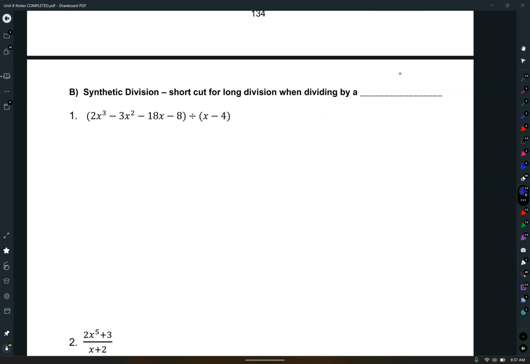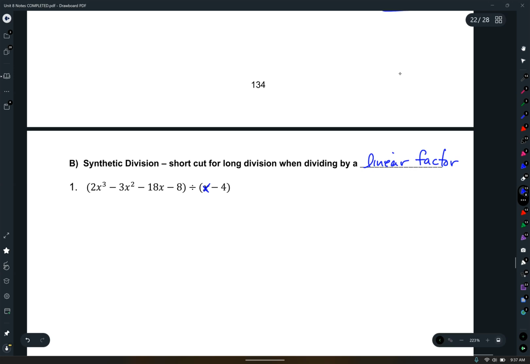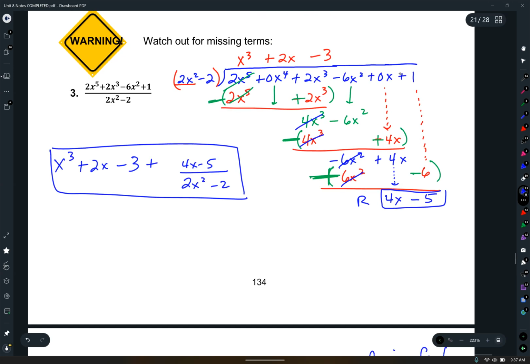But you can only use this shortcut instead of long division when you're dividing by a linear factor, right? Linear meaning x plus or minus something. So it might be an x minus 4, it might be an x plus 2, it might be an x plus 1. If that's all there is to what you're dividing by, you can do this shortcut. Notice on this previous example, we were dividing by 2x squared. That's not a linear factor because it has a square in it.